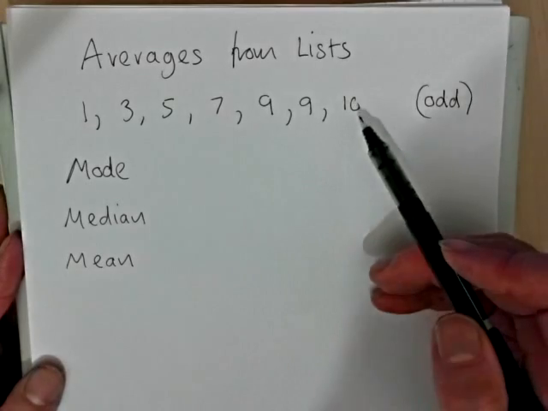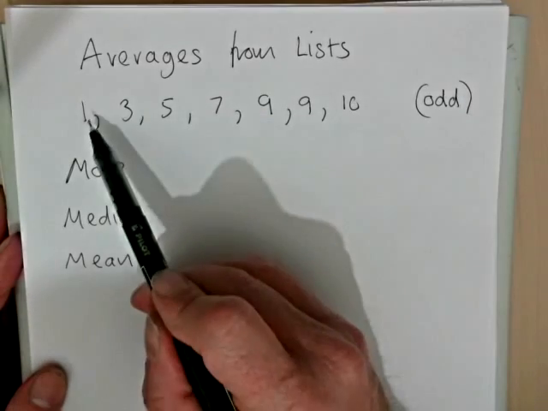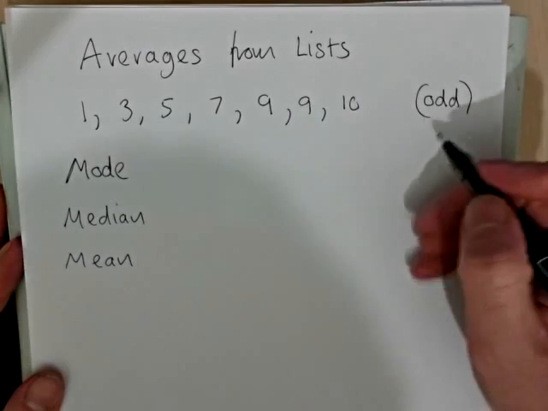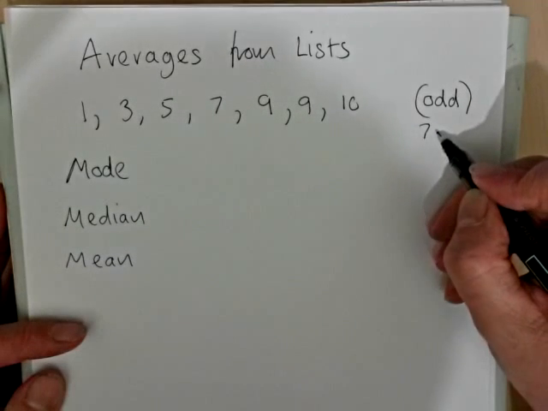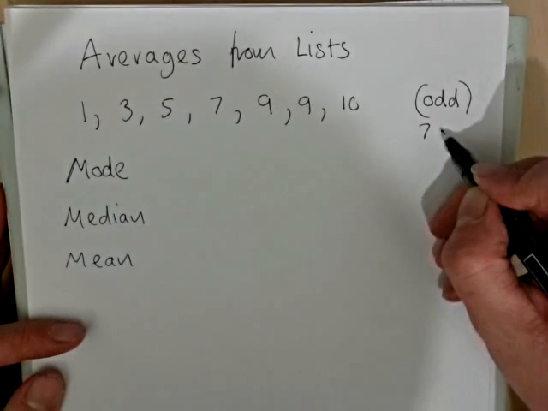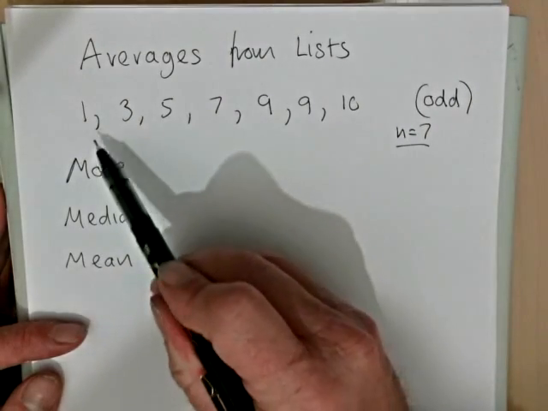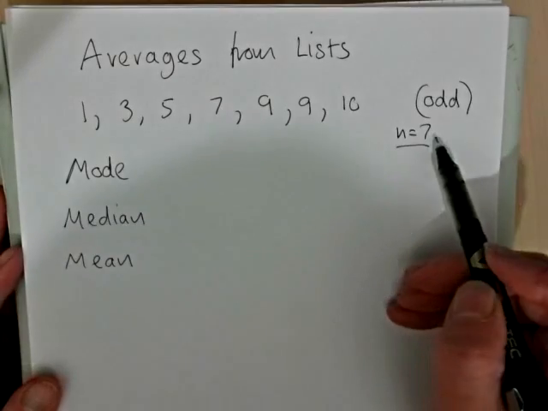10 letters. Now the reason I've put odd here is because if we look at how many numbers we've got, 1, 2, 3, 4, 5, 6, 7, there are 7 numbers in the list. Okay, so there's 7 numbers. Say n equals 7, n standing for the number of numbers, and that will make a difference to one of our averages.